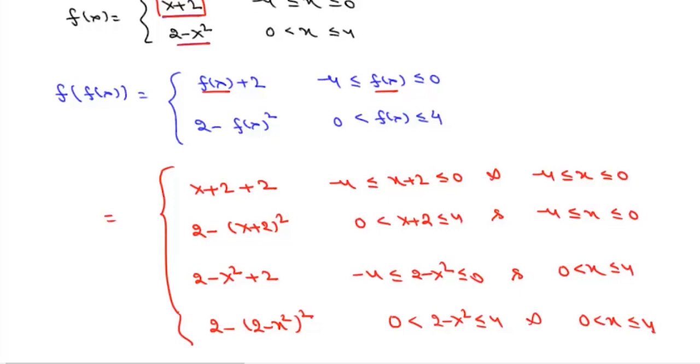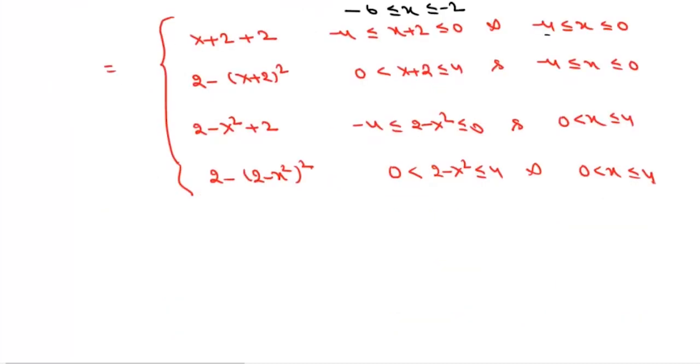Now first we'll simplify these intervals. Here the value of x is -6 < x < -2, and here it is from -4 to 0. If we take the intersection of these two conditions, we'll get the value of x between -4 and -2. So the first definition is from -4 to -2, and it will be x + 4.